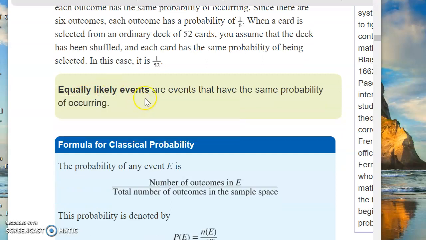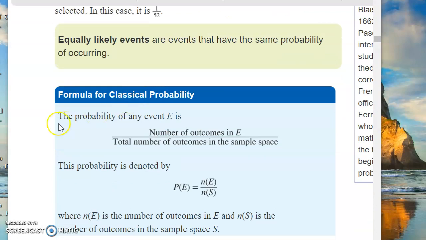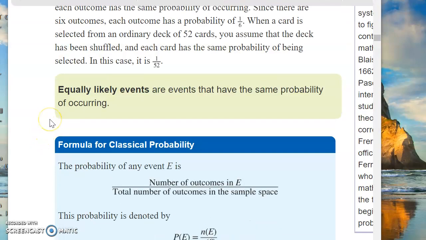So when we talk about something being an equally likely event, what we're saying is that the events have the same probability of occurring. So the deck is shuffled properly, it's a fair coin, things of that sort. Those are the concepts there.